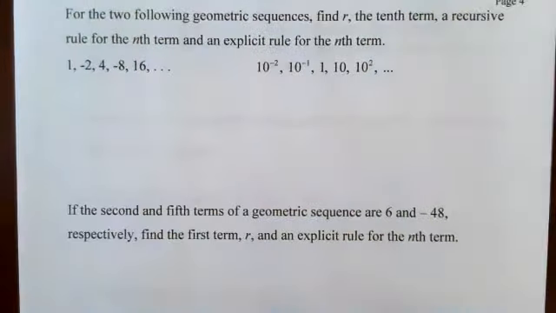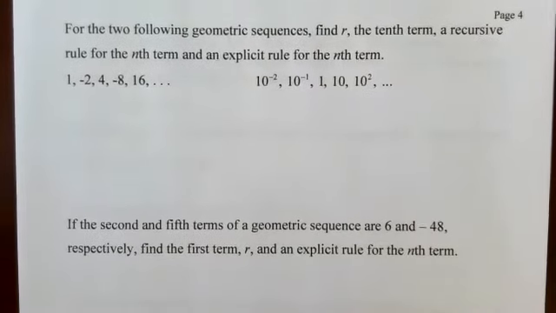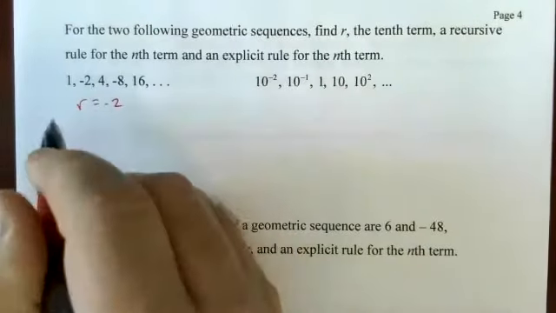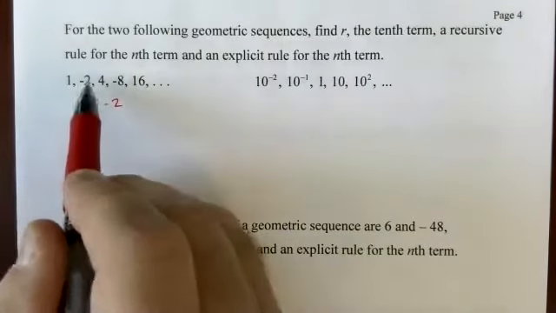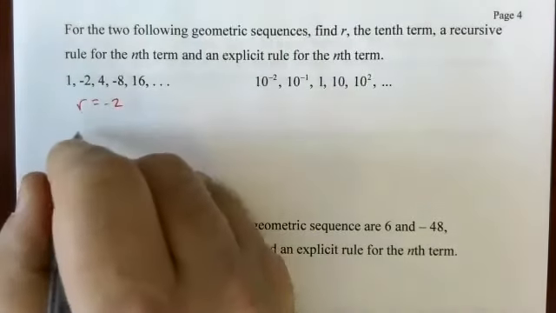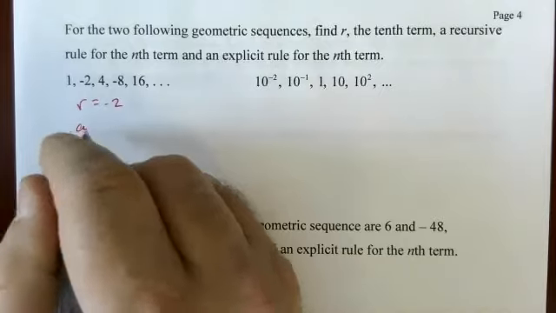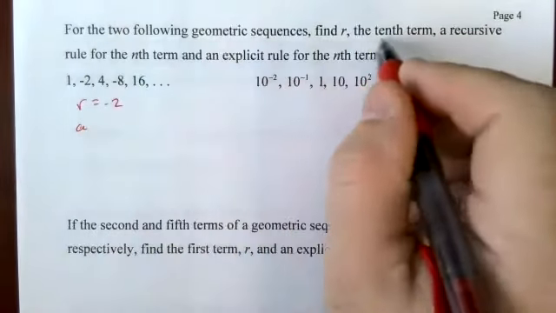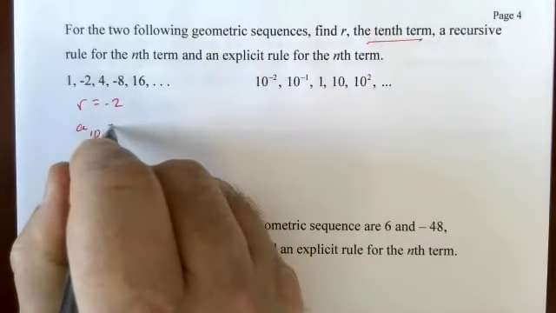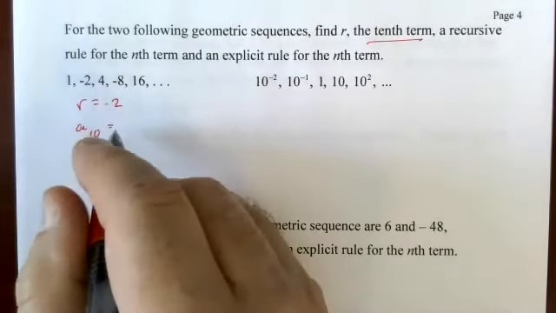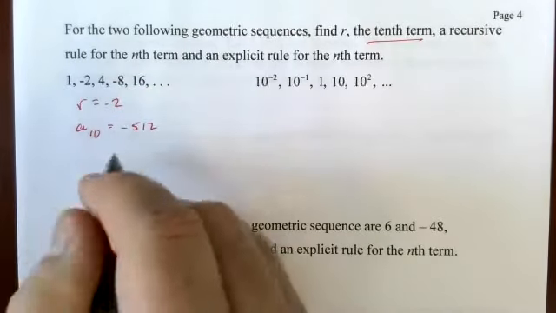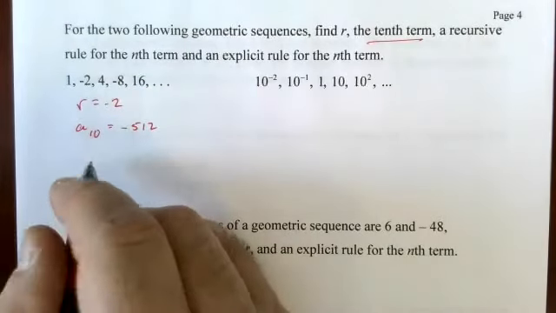Off we go again. Going to be a little bit quicker this time. We're running a little long on time. R equals negative two. Take any term and divide by the previous term. I'll call these A's. A tenth, we asked for the 10th term. A 10, and just by multiplying my negative two up, I get negative 512. Two, four, each even one is odd, so that's fine.